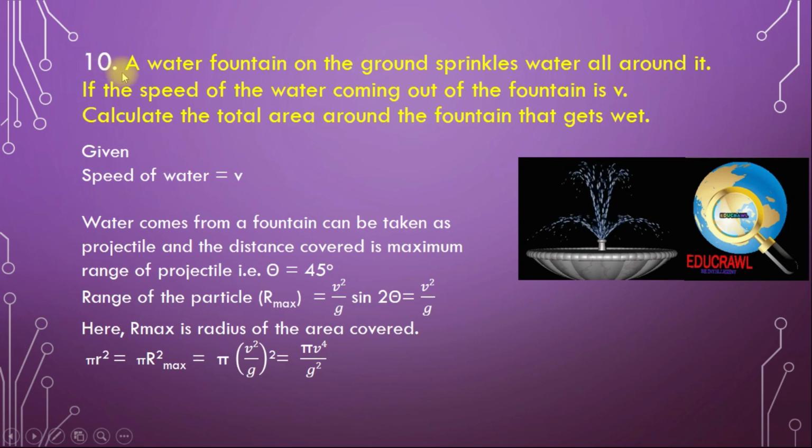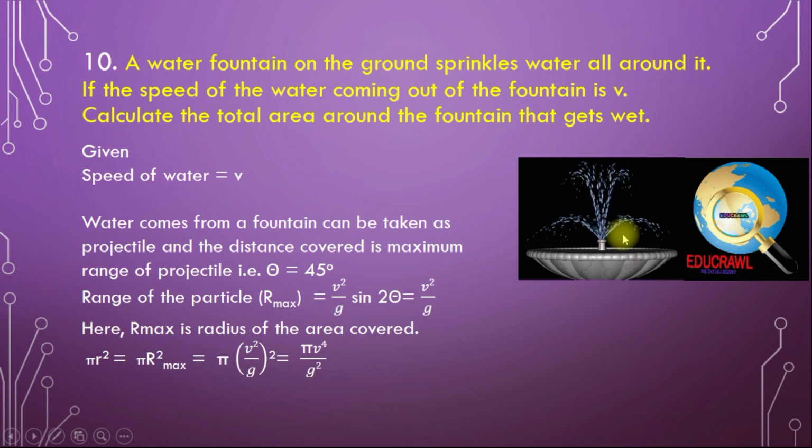The 10th one. A water fountain on the ground sprinkles water all around it. If the speed of the water coming out of the fountain is V, calculate the total area around the fountain that gets wet. So the speed of water is given as V. We have to consider this water sprinkling out of a fountain. See the diagram which is given along with it. It will be in the form of a projectile. So what is the area it reaches? The area it reaches is just the range.